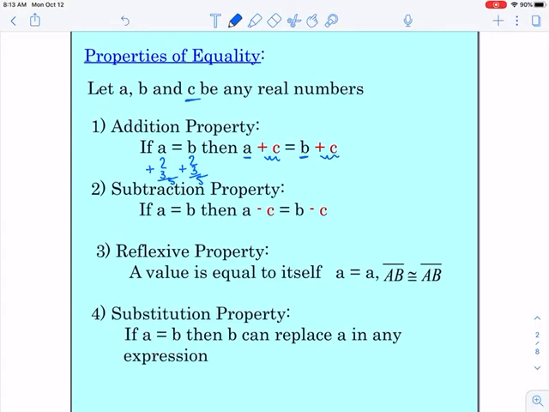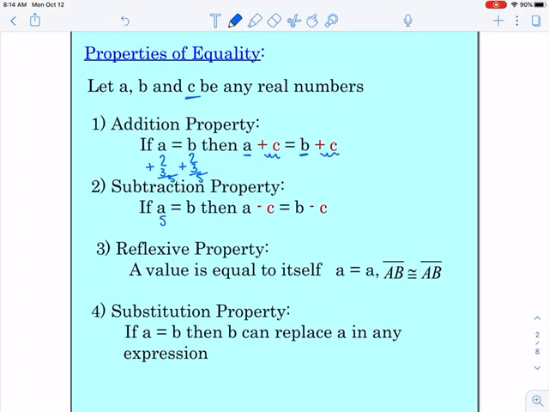And the exact same thing is going to hold true for the subtraction property. If A equals B, then A minus C equals B minus C. So again, if I pick a different number this time for A, I'll say it's 5. That means B would also be 5.